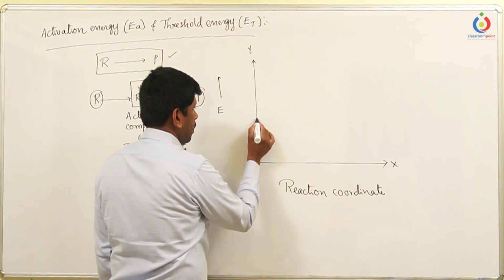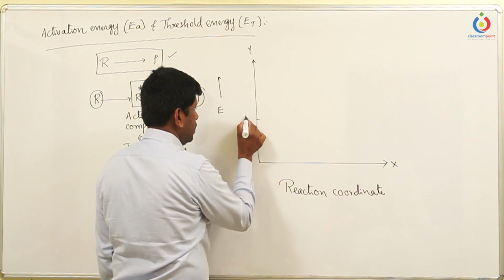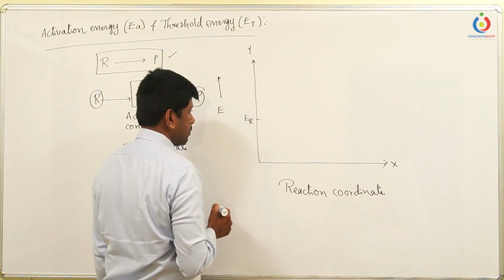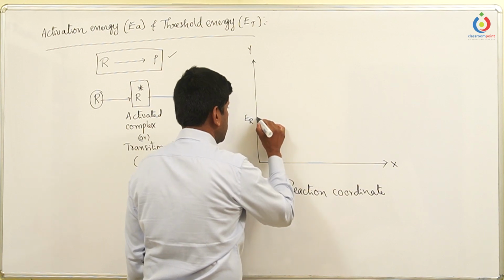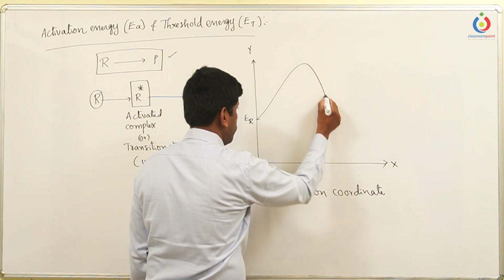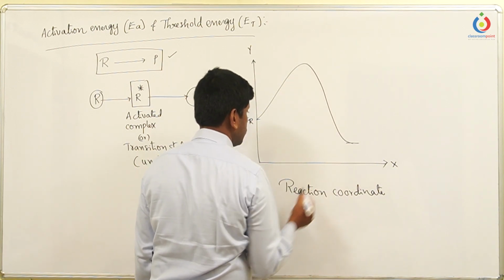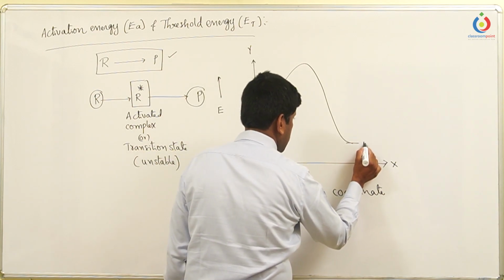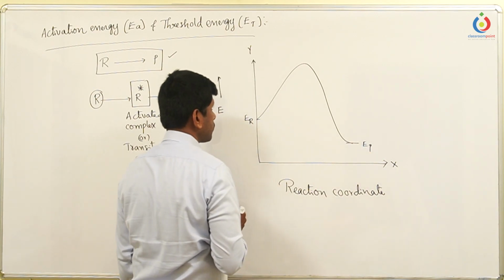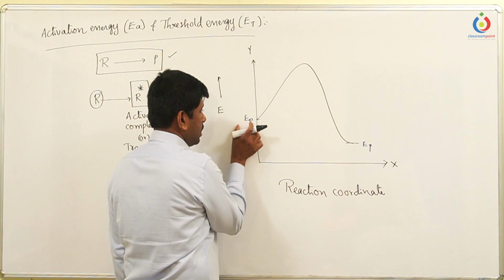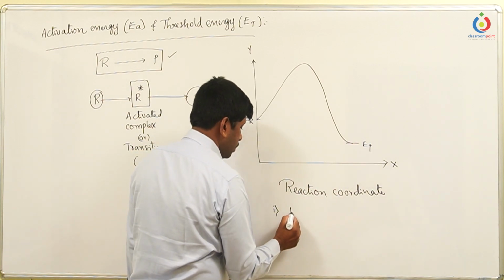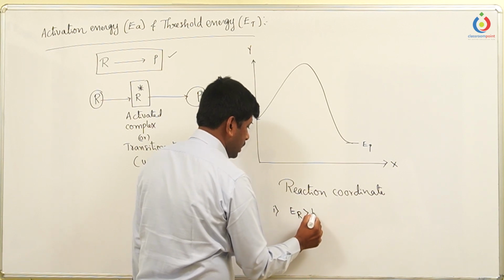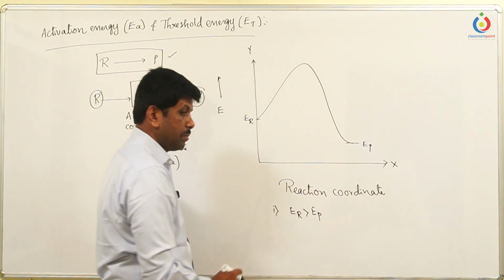Imagine this is the energy of the reactant molecules. The reactant molecules are to be converted into some products, so initially the reactant molecules have to be taken into a higher energy state. And finally, this is the energy of the products. The energy of the reactant molecules is more than the energy of the products in this case.